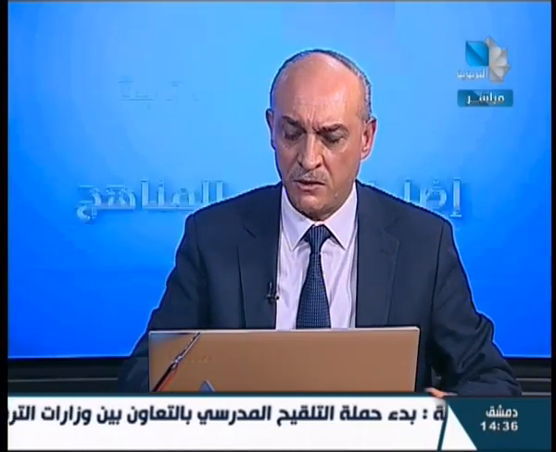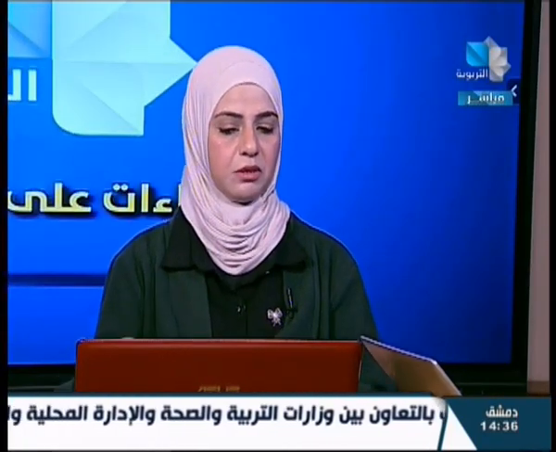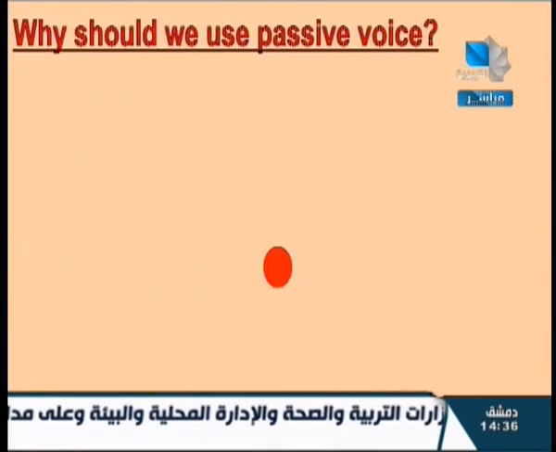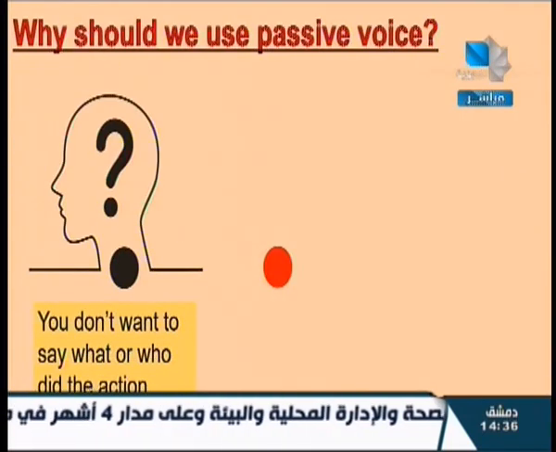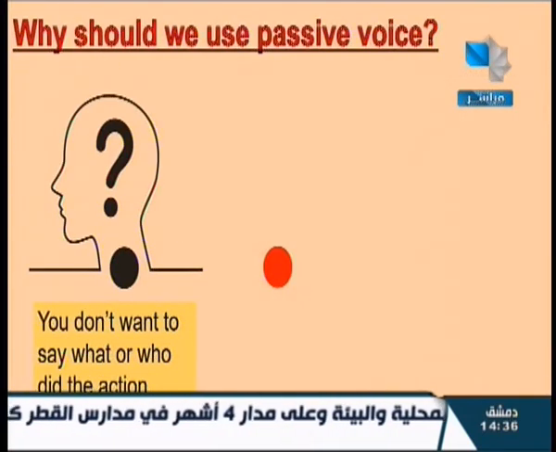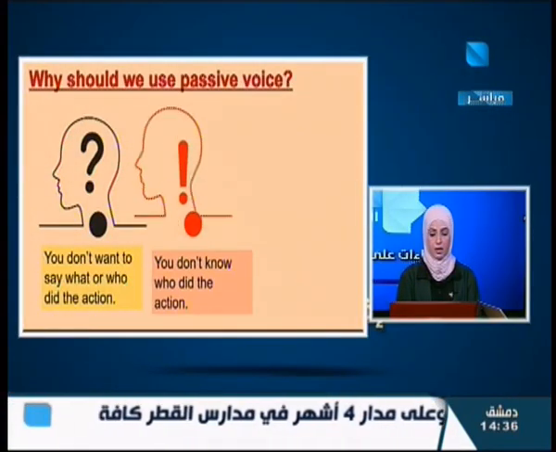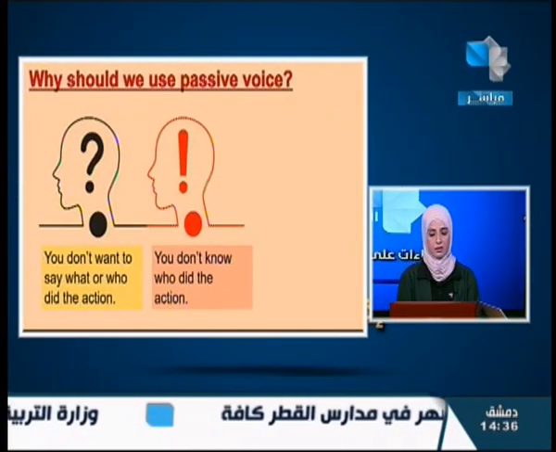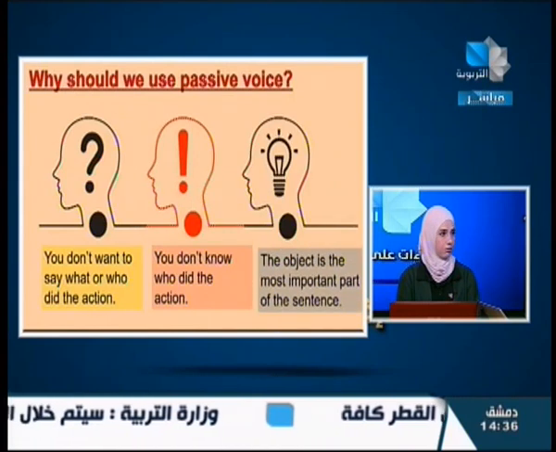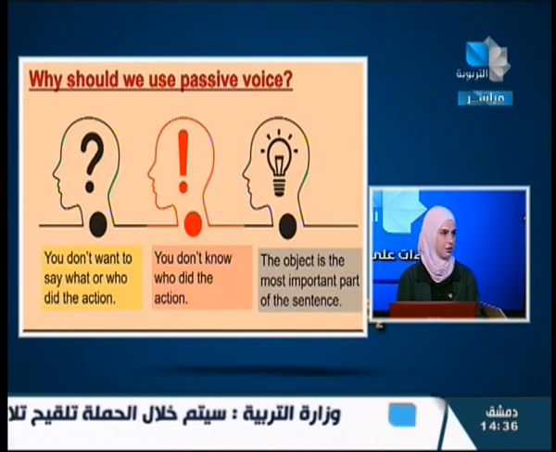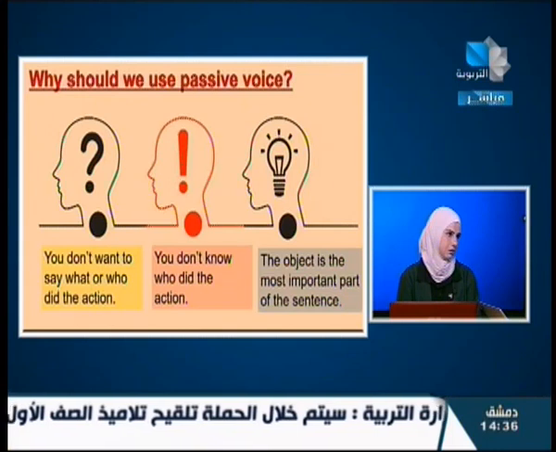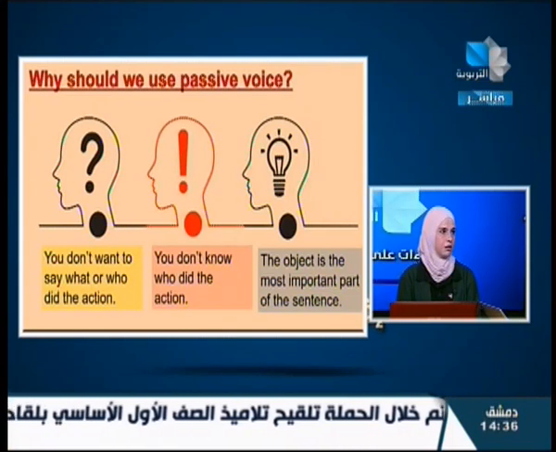Miss Wala, please. Why should we use the passive voice? Maybe you don't want to say what or who did the action. Number 2, you don't know who did the action. And the last one, the object is the most important part of the sentence. It means the action is more important than the doer. The action, not the object. Yes, you mean the action.